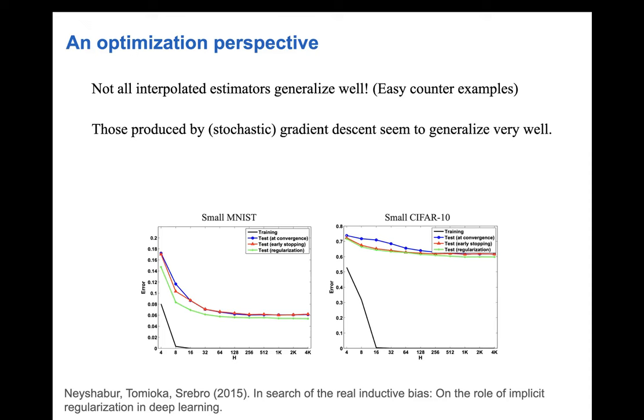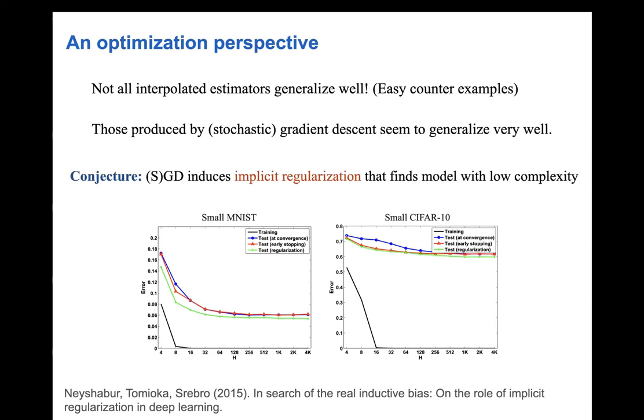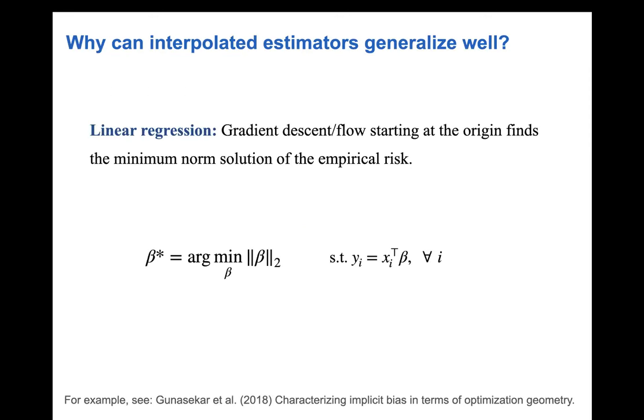But in practice, it seems that those estimators produced by, say, gradient descent or stochastic gradient descent generalize very well, especially stochastic gradient descent. Now, back in 2015, Nathan's group had this conjecture that stochastic gradient descent or gradient descent induces some implicit regularization that finds a model with low complexity, or maybe the lowest complexity. Now, this conjecture has been verified in very simple cases.